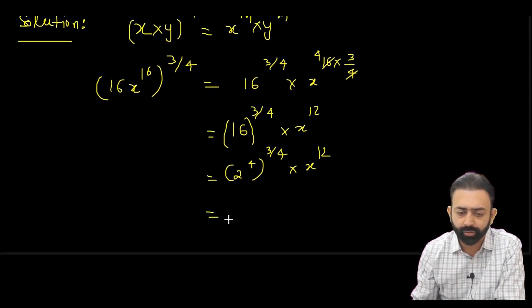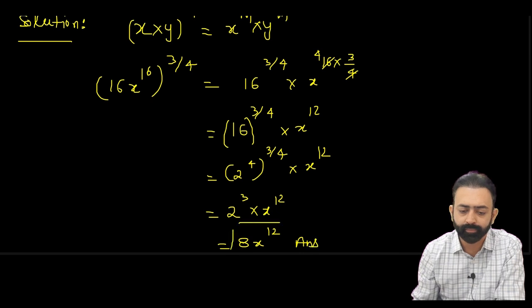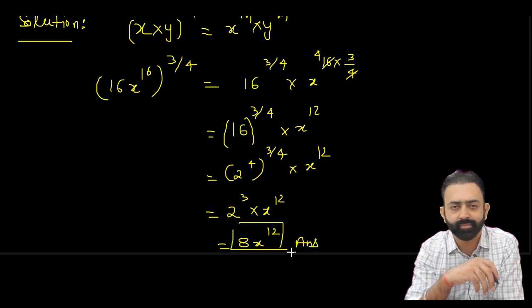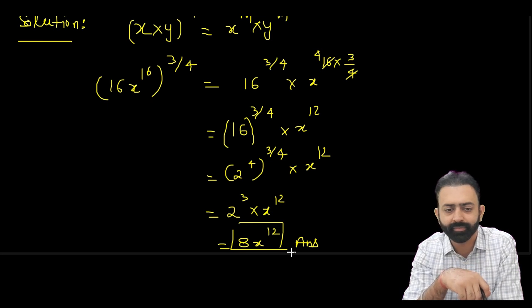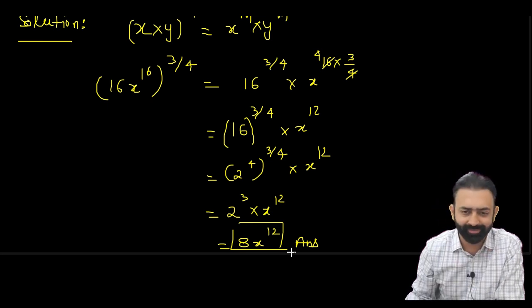Okay, so exponents get multiplied, you get 2 raised to power 3 into x raised to power 12. So the answer is just 8 x raised to power 12. This is the answer. Okay, let us do one more question.